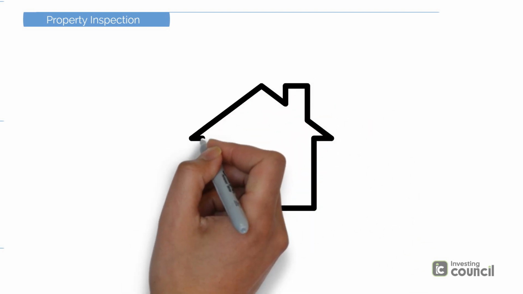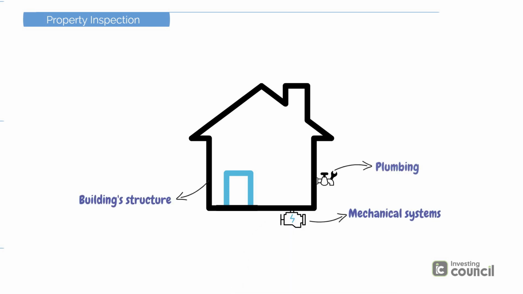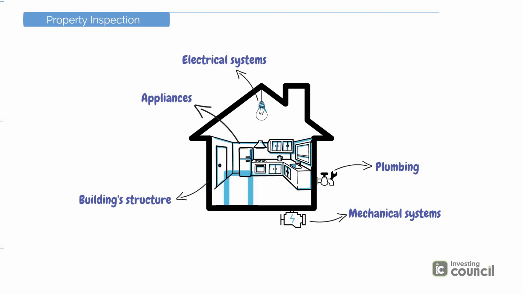Property inspection. A property inspection is a thorough examination of the physical condition of the property. This can include inspections of the building structure, mechanical systems, plumbing, electrical systems, and appliances. The inspection can identify any issues that need to be addressed before closing the sale.